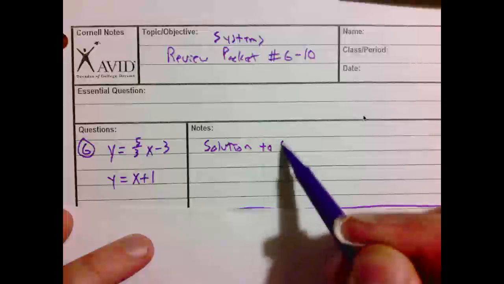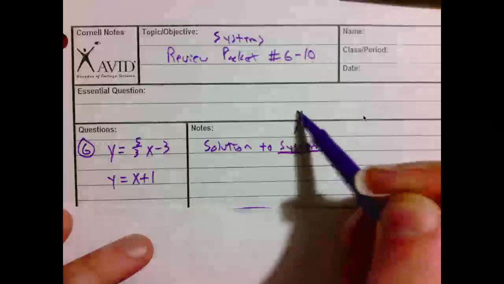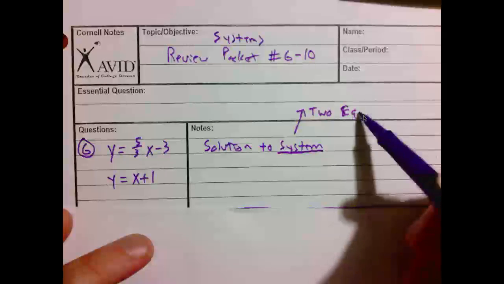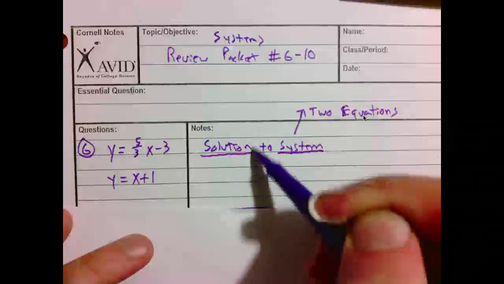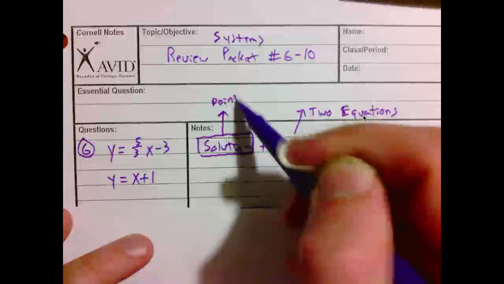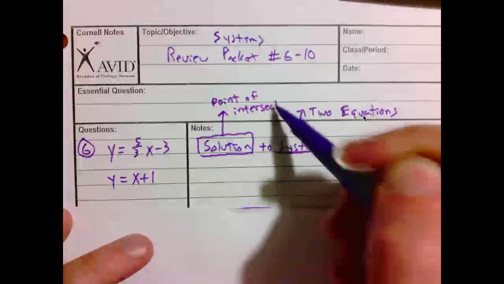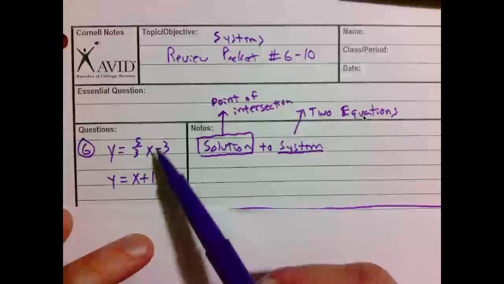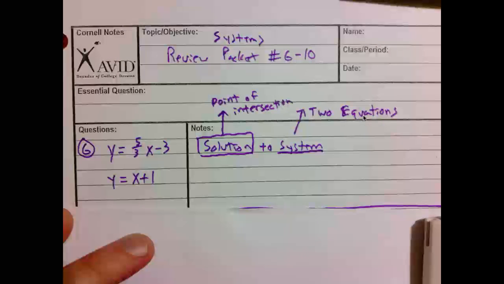Solution to system. Well, we know a system is two equations. That is one of the big ideas in this last 3 weeks. Okay. And the solution to the system, it's a point of intersection. It is the one ordered pair that both equations share. So we're looking for the one point that these two have in common. Well, we've seen the method to find this on the calculator numerous times.